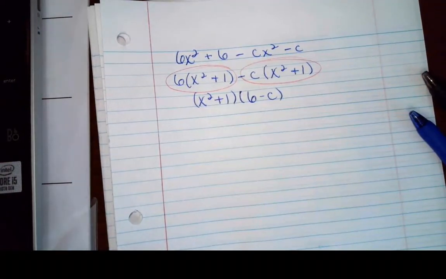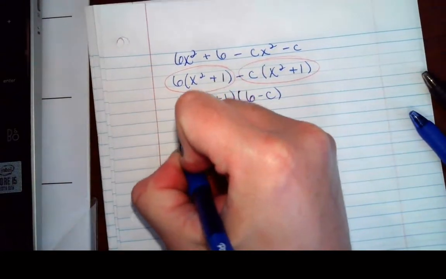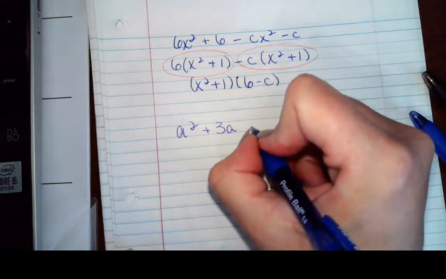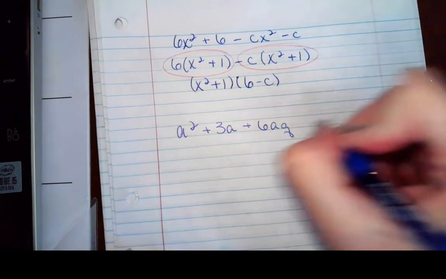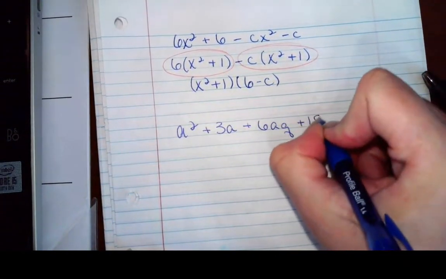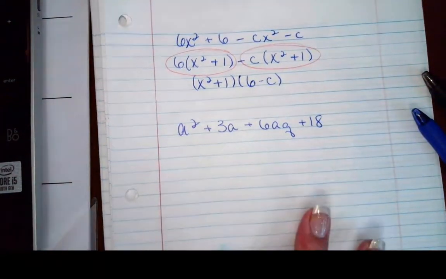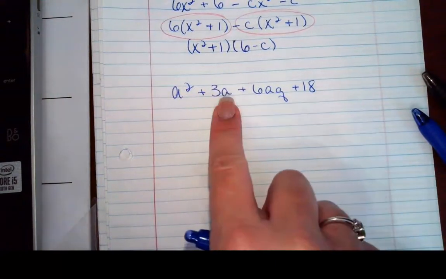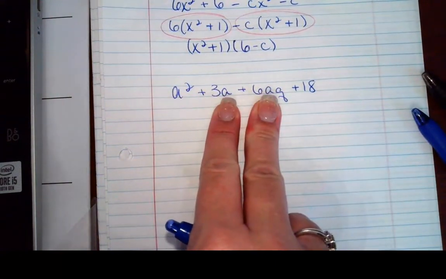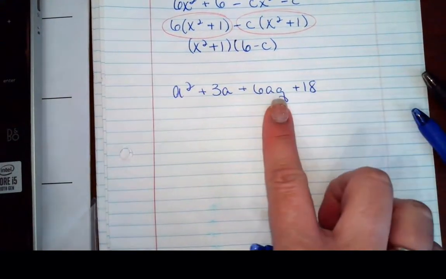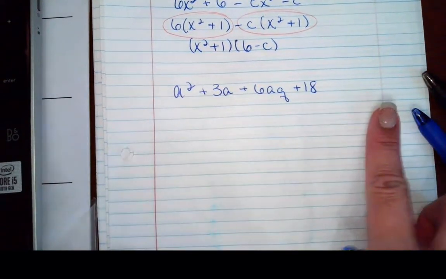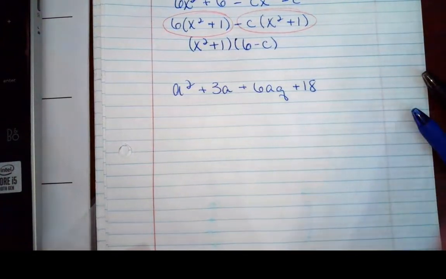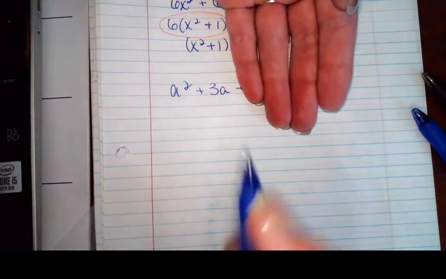Let's try another one. All right, so I've got an a squared plus a 3a, and then plus a 6aq, and plus an 18q. So the first thing I want to do anytime I factor is see if there's something common. So I look, he's got a squared, there's no other a squareds. Okay, he's got a's and he's got a's, but not across all 4 terms. He's got a q, but there's no other q's. I can pull out a 3 from here, here, and here, but there's nothing I can pull out from all 4 terms.